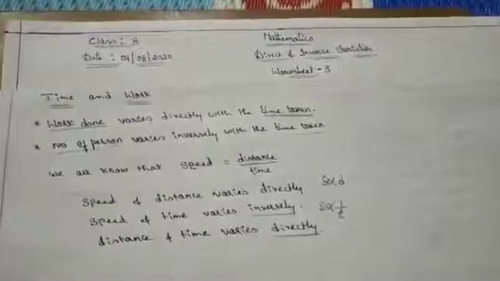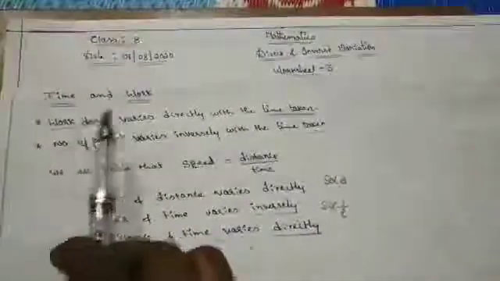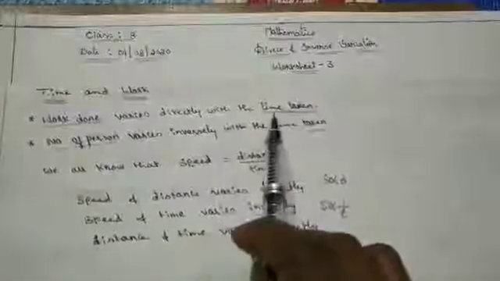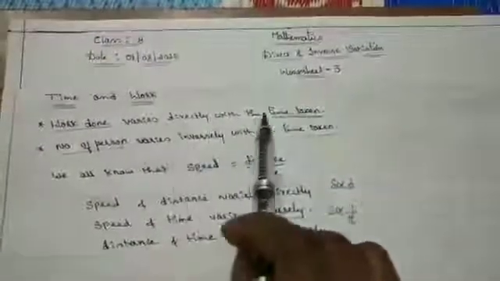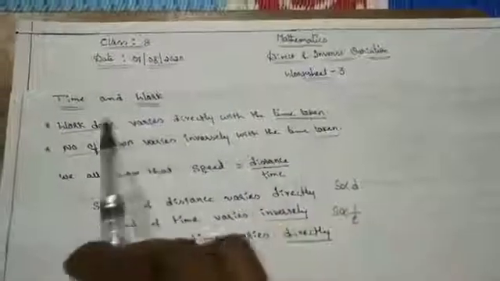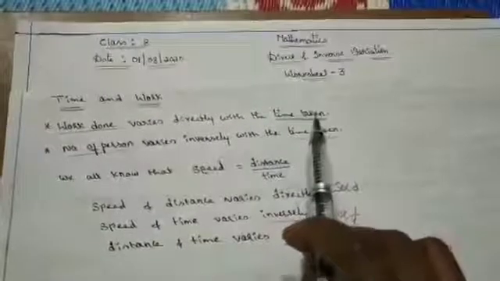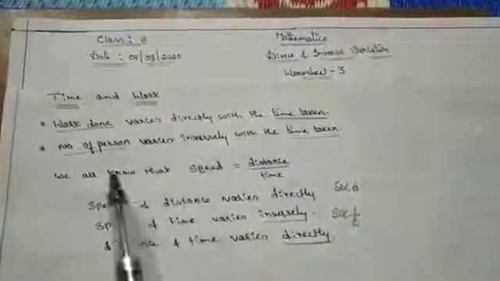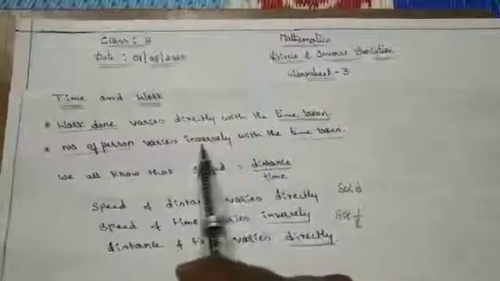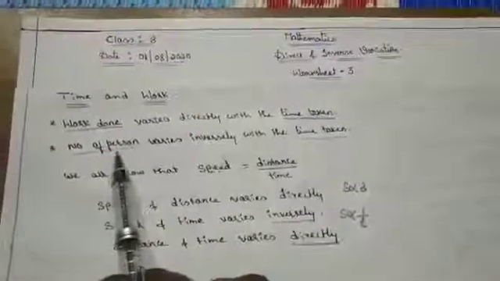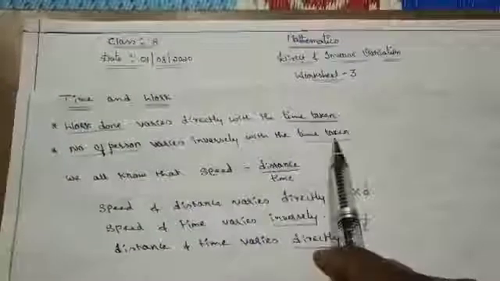In the previous class, we discussed the relationship between time and work. Work done varies directly with the time taken. As the work done increases, time increases. If the work done decreases, time taken decreases. So they are directly proportional to each other. Number of persons varies inversely with the time taken. Inversely, if the number of persons increases, time taken decreases. If the number of persons decreases, then time taken increases.